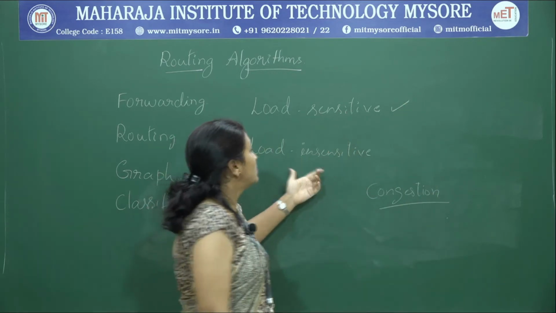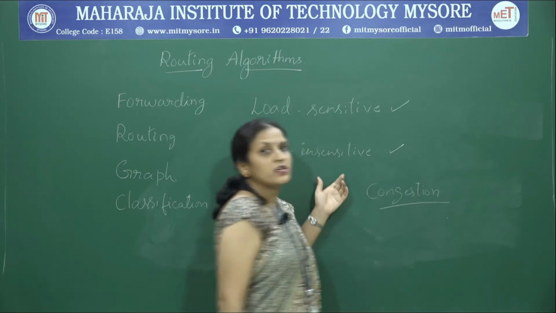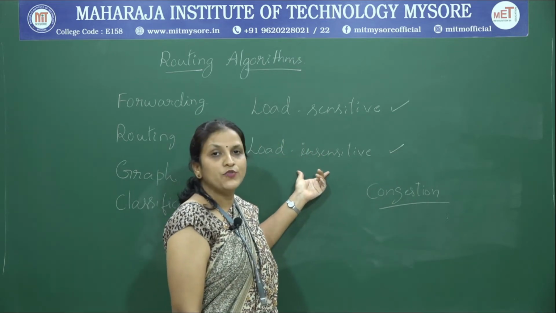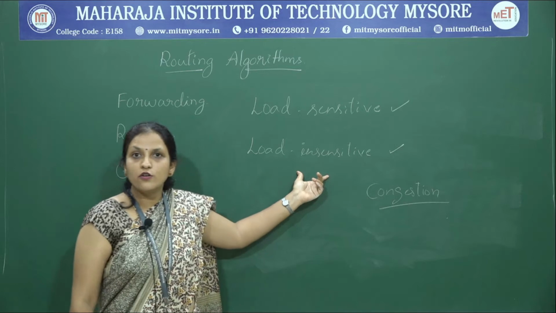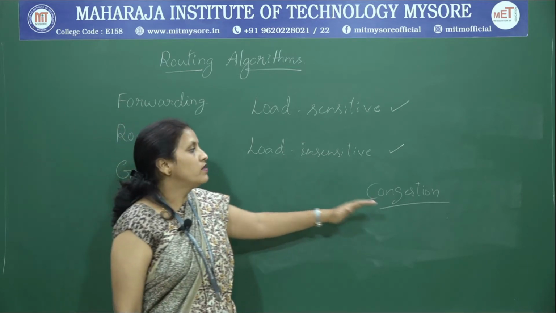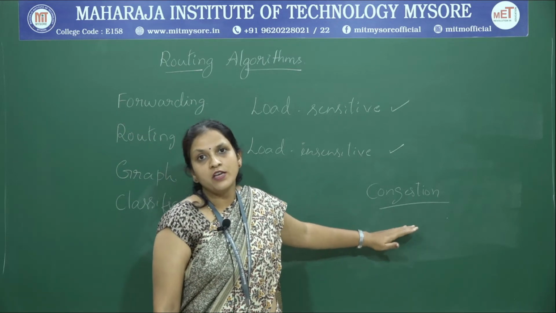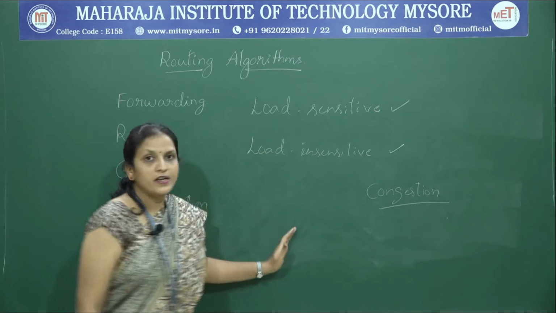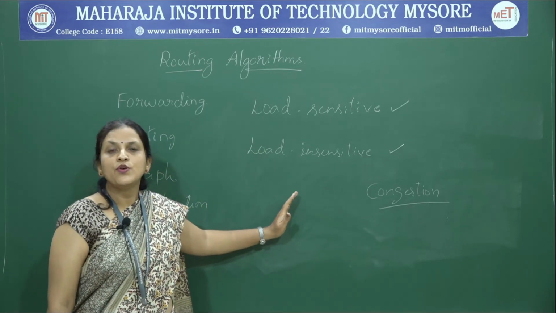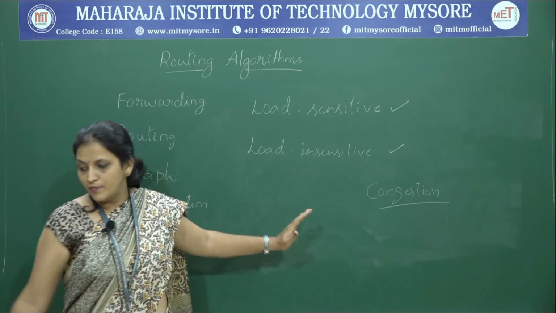The reverse of this is load insensitive, in which the weight between any two routers is not going to be changed depending on the congestion that is happening in the network. So, these are the three criteria based on which we are going to classify the routing algorithm, right.